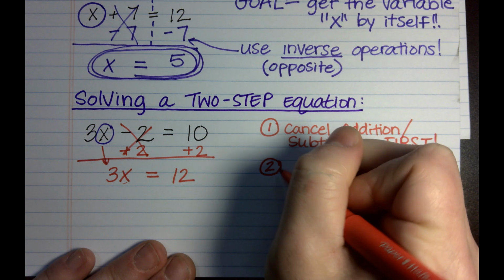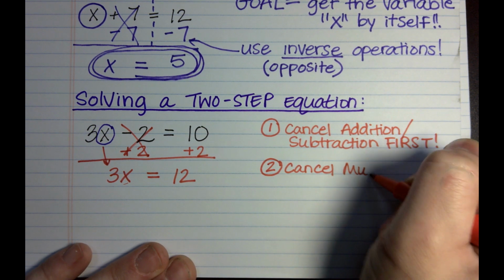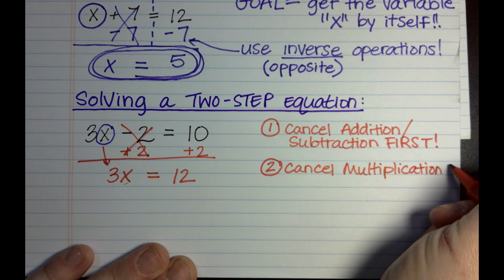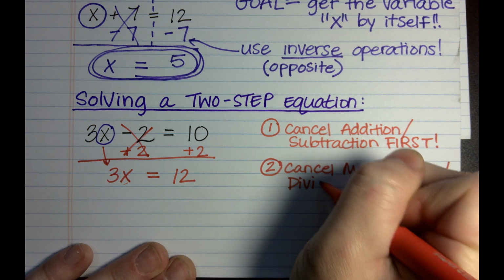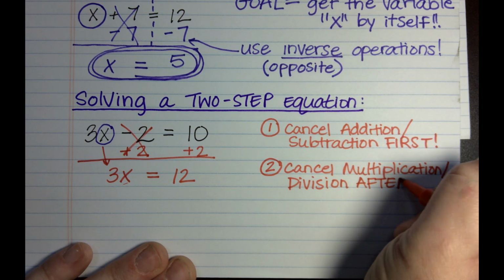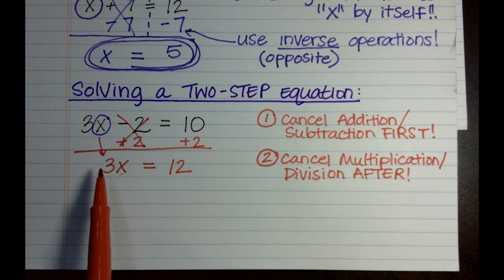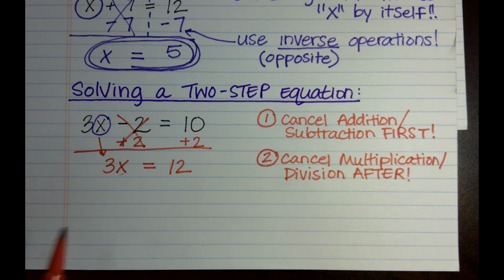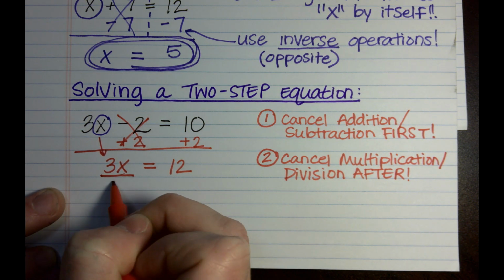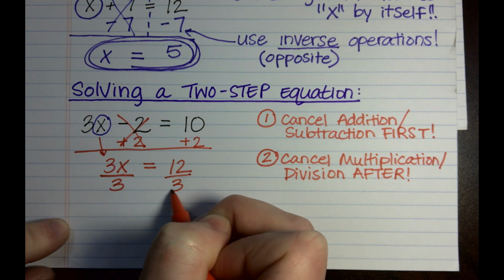Step 2 is to cancel multiplication and division. So just like you guys said, we have 3 times x. We want to get rid of the 3, get x by itself. Yes, you divide it by 3. Where else do I divide by 3? Well, 12. Good, we do it on both sides, always.